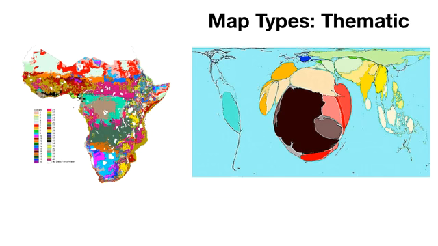Complementing reference maps, which show us and describe particular locations, are what are called thematic maps. And thematic maps, as the name suggests, are about a particular theme. Sometimes maps can have more than one theme, but for the sake of argument, we'll say a thematic map typically refers to a single message. So on the left here, we have the different farming or agricultural types in sub-Saharan Africa.